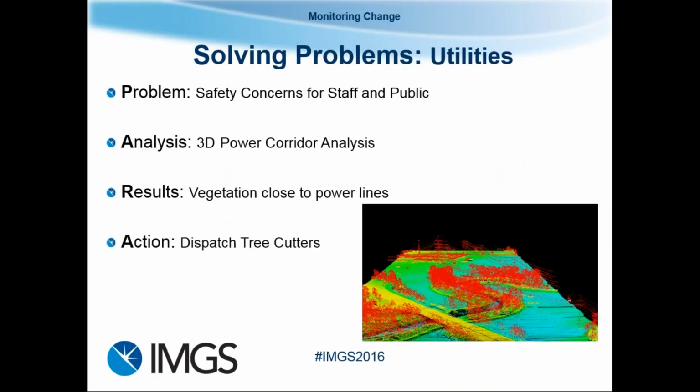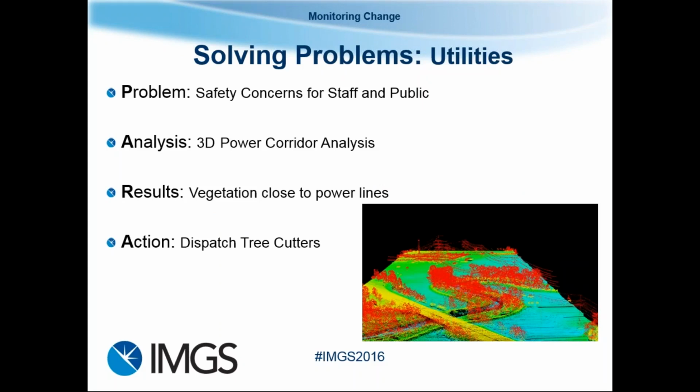Next, solving problems for utilities. This is another little demo that I did last time in relation to change detection for point cloud. I wanted to take utilities because I know that power corridors would often be surveyed on a regular basis in relation to the proximity of a tree to power lines.